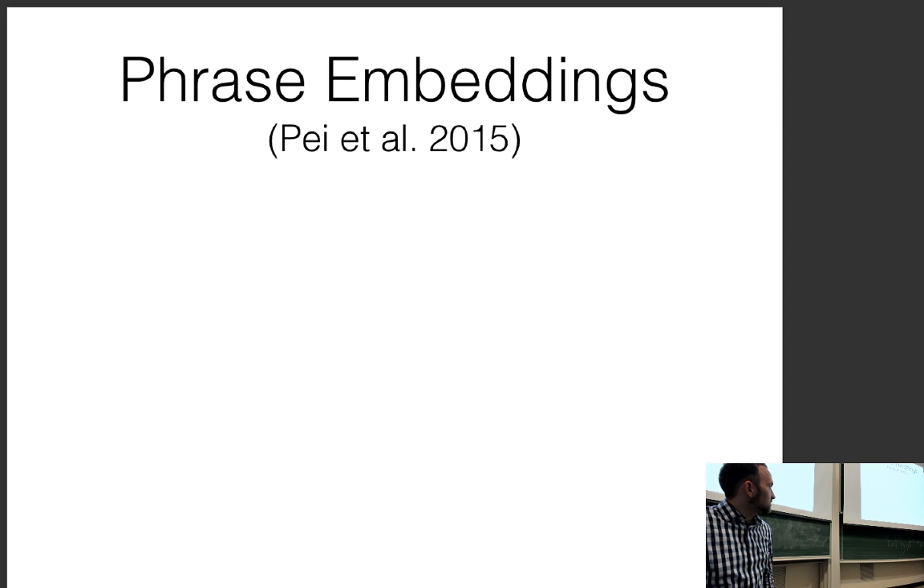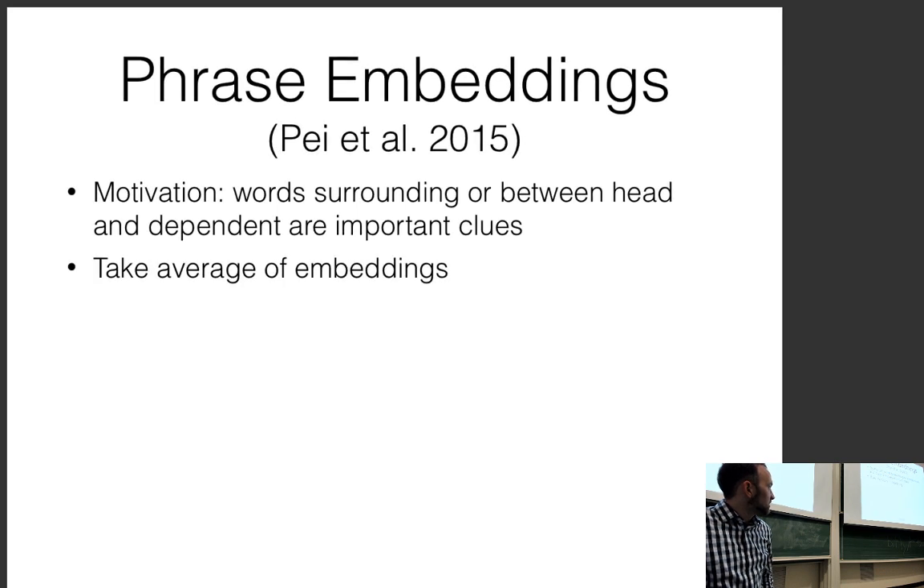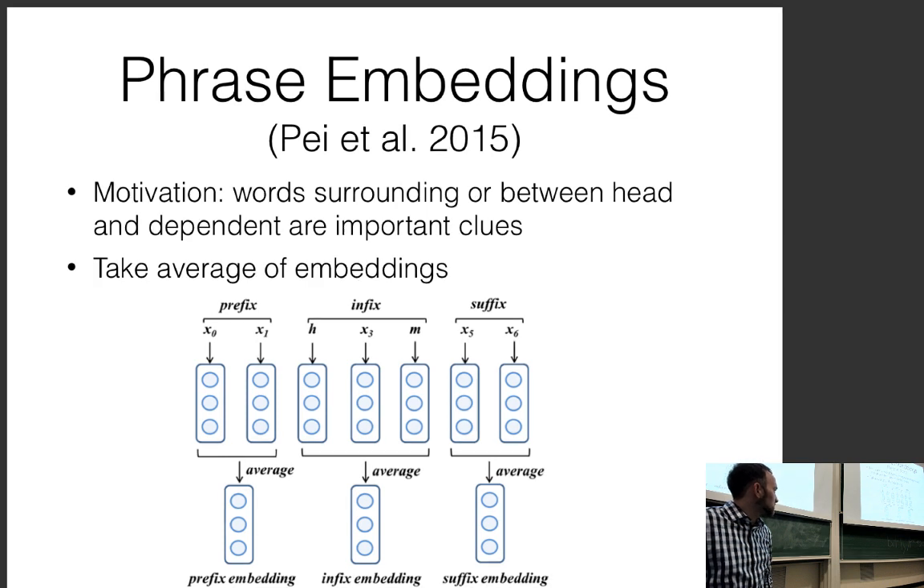The phrase embeddings' motivation is that the words surrounding or between head and dependent, or head and child, are important clues. So the way they represented this was essentially if you had the head and the dependent here, they would calculate a prefix embedding, which was the average of some of the words before, the infix embedding, which was the average over all the words in the span here, and the suffix embedding, which was the average of all the words after, up to a certain amount.